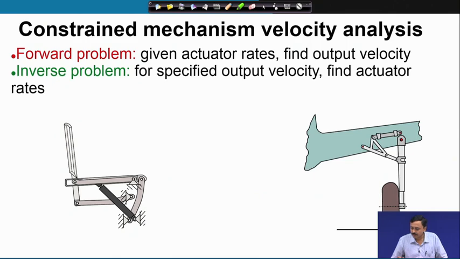We have looked at this problem of transfer device as well, and also for the aircraft landing gear. If I am given the velocity of retraction, what should be the expansion rate of this actuator is the inverse velocity problem.